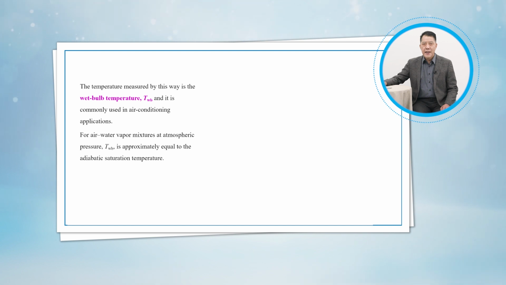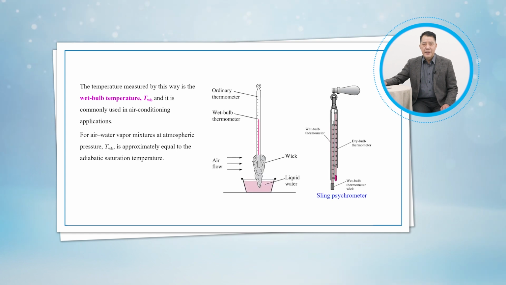When unsaturated air passes over the wet wick, some of the water in the wick evaporates. As a result, the temperature of the water drops, creating a temperature difference between the air and the water. After a while, the heat loss from the water by evaporation equals the heat gain from the air, and the water temperature stabilizes. The thermometer reading at this point is the wet bulb temperature.